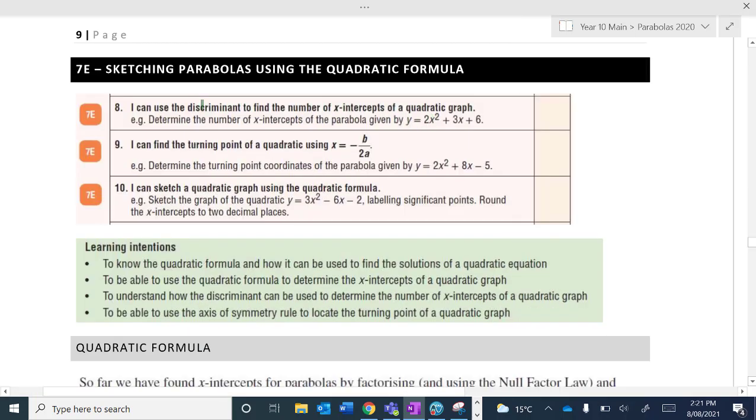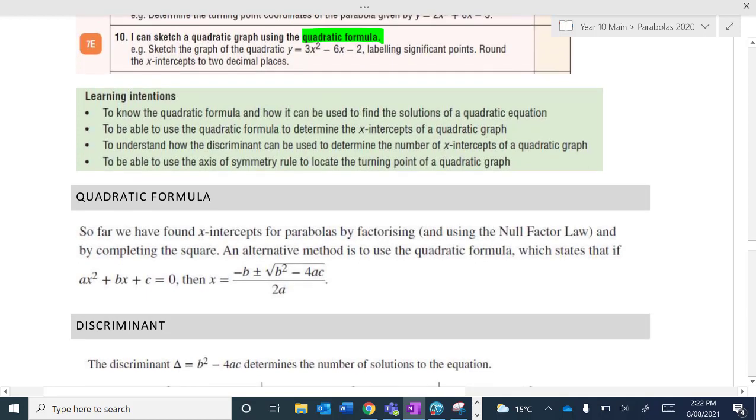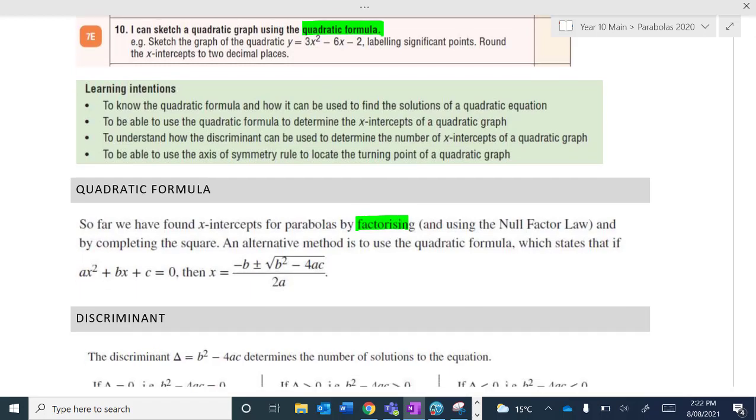So first of all, we'll be looking at the quadratic formula, and within that, how to use what's called the discriminant to determine the number of x-intercepts on the graph. And of course, we can also use the symmetry of quadratics and parabolas. We can also refer to and find the turning point, which we'll look at as well. Now, so far, we've found any x-intercepts by factorizing, and we've also looked at solving and sketching by completing the square as well.